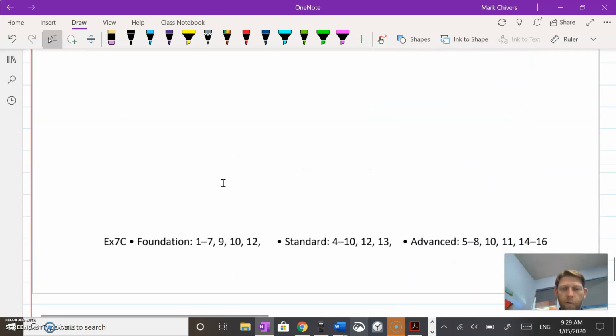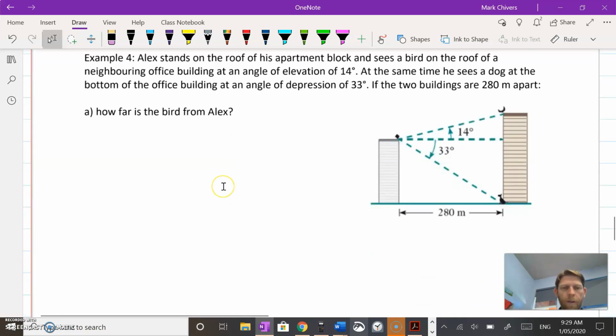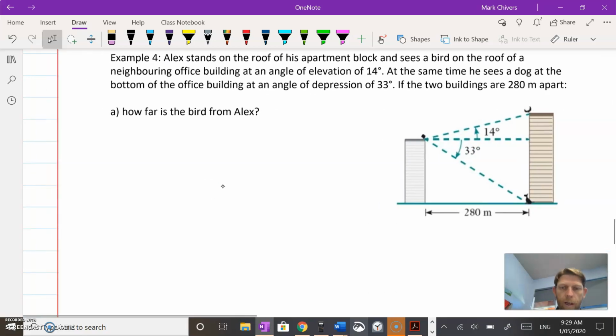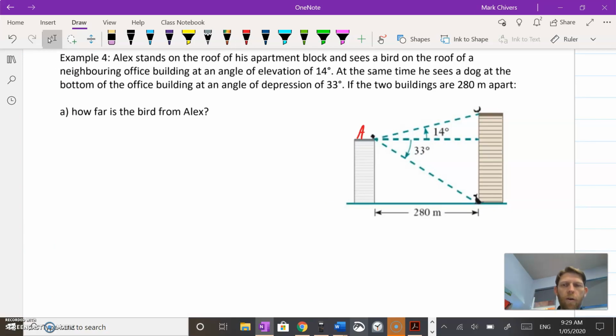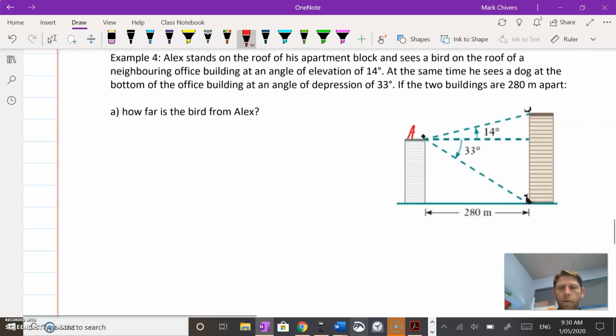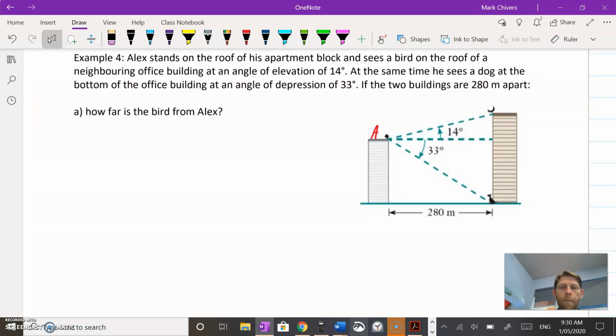Okay, and example 4, which is a little bit more involved, involves a person looking. So Alex is over here. I'm just going to put a big A there to show that that's Alex. He is standing on the roof of his apartment block and sees a bird on the roof of a neighbouring office building at an angle of 14 degrees. At the same time, he sees a dog at the bottom of the office building at an angle of depression of 33 degrees. So obviously the distance between the two buildings is going to be the same up at the top as it is down the bottom. So either way, the distance between the two buildings is going to be 280.